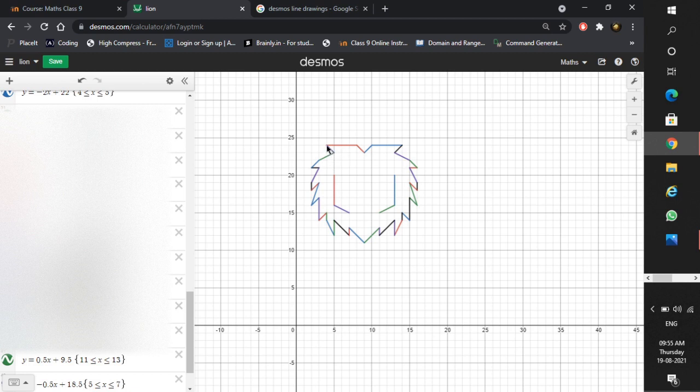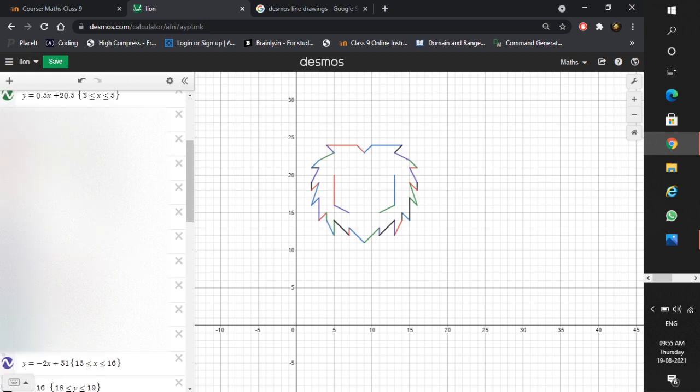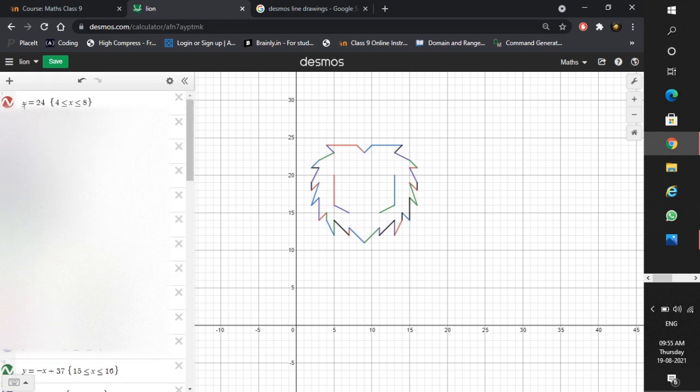You just have to give restrictions of x from 4 to whatever. This is your 10, this is 9, 8. It's 4 to 8. This is what I have done. See here, it's y equals 24, 4 to 8, then y equals 24, this is 10 to 24. So it's quite simple. Now I just want to discuss these slant lines, how to work them out.